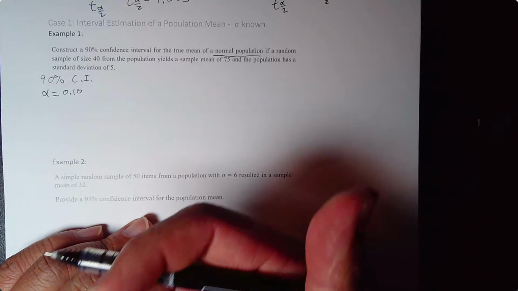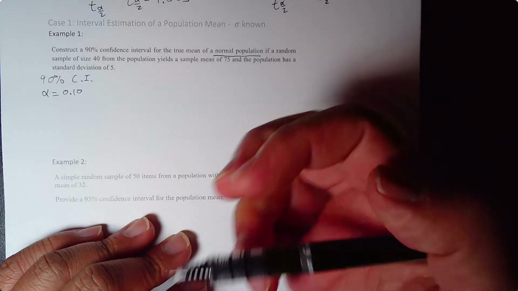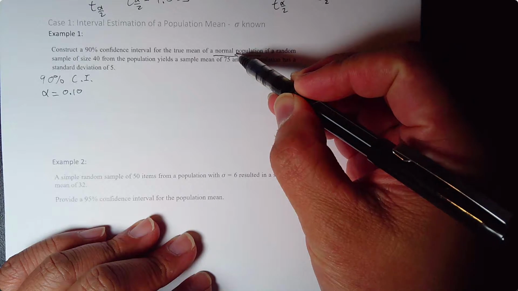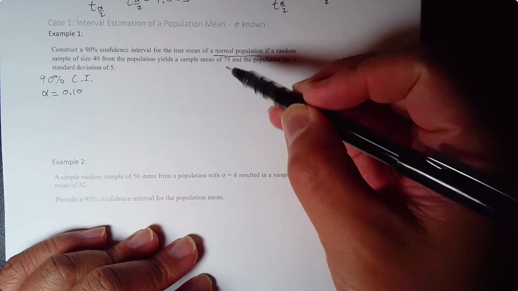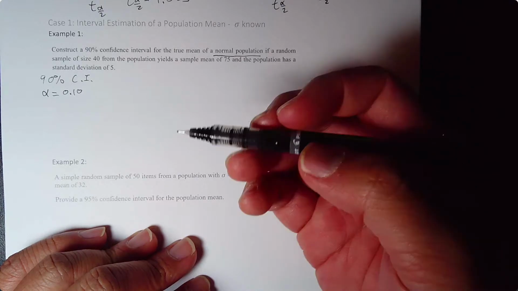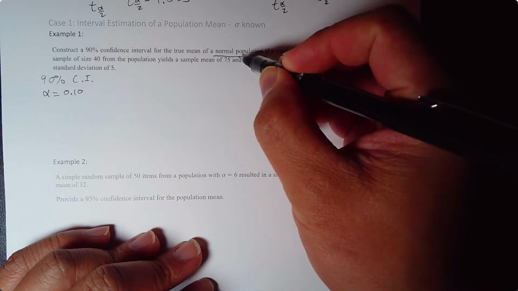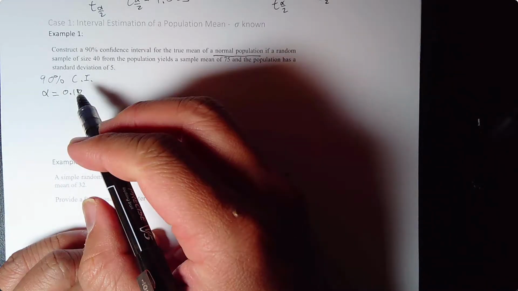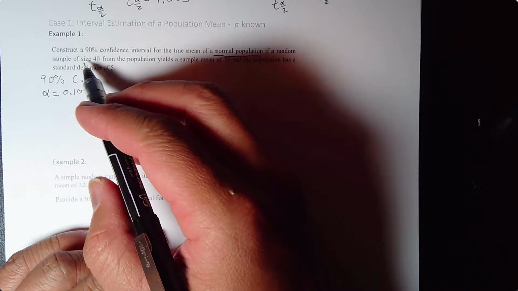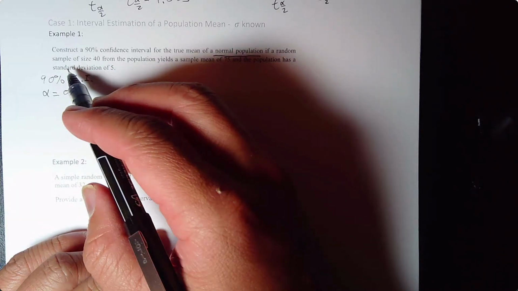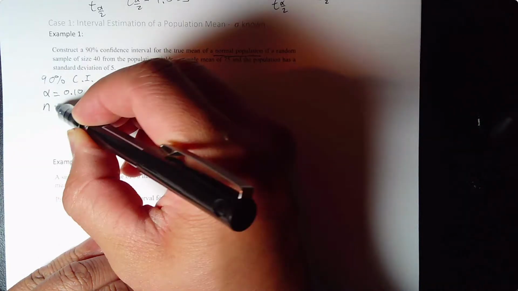I have two ways of knowing whether I have a normal distribution: either I know that I have a normal distribution, or my sample size is larger than 30. If I have a large enough sample size, I get a normal distribution. So this gives me that. Sample size 40, n equals 40. Population yields sample mean x bar equals 75, and standard deviation equals 5. So I know what the population standard deviation is.